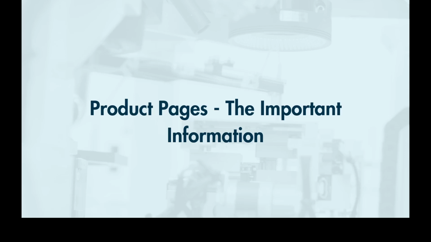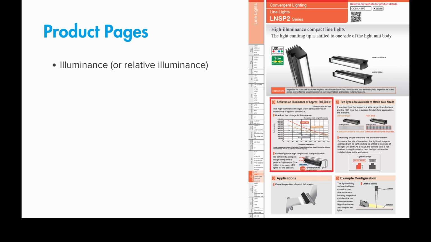So getting into the product pages and looking at the important information. Looking at the LNSP2 as our example that we'll step through, the first information to look at is the illuminance graph that will be provided. The difference between the line scan illuminance graph and the area scan is the relative illuminance. With area scan lights, most of this information was listed as a percentage, meaning the light was brightest at this working distance and dimmest at this working distance, but we didn't necessarily know what the lux value is. With line scan lights, we do provide the lux value. So you can see here that the LNSP2 is about 900,000 lux at the shortest working distance. So that's kind of the difference between area scan and line scan when you look at the illuminance graph.